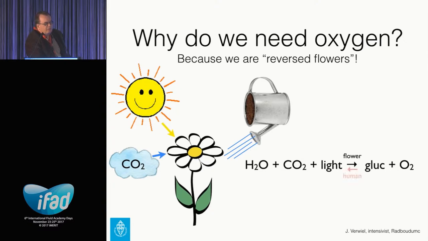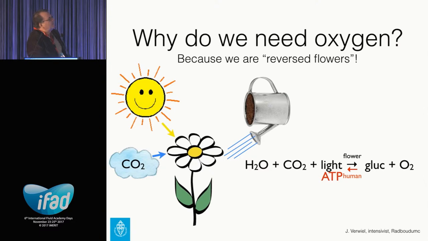We are humans and we do it the other way around. So we are reversed flowers. We burn glucose with oxygen and then we produce water. We pee this out, then we produce CO2, we breathe this out, and then we give light. No, we don't give light, we make energy.